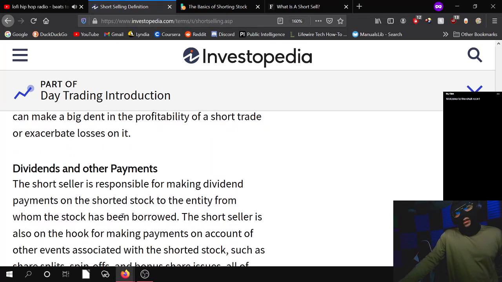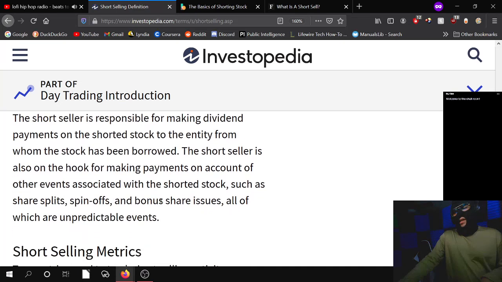So, dividends and other payments. The short seller is responsible for making dividend payments on the shorted stock in their entirety to the party from whom the stock has been borrowed. This goes with trying to get interest, which would be dividends, because you're getting some money out of just holding a stock, in order to incentivize people to still stick with that stock for the security of the company. And these are from the companies giving it to sellers and brokers.